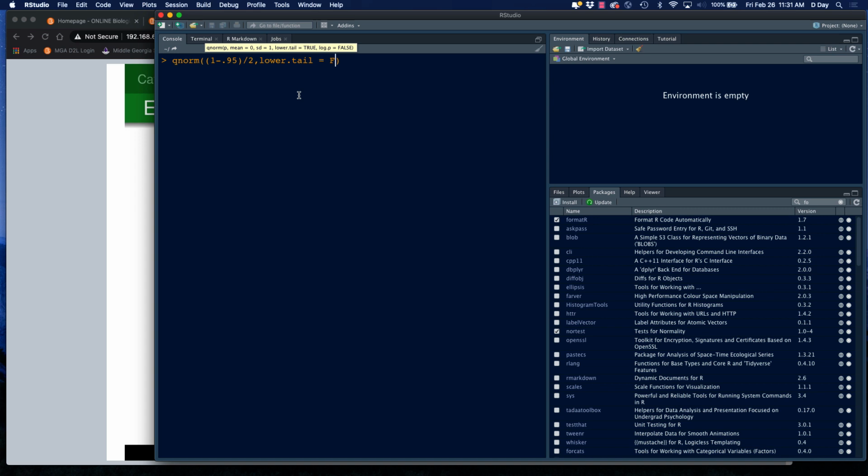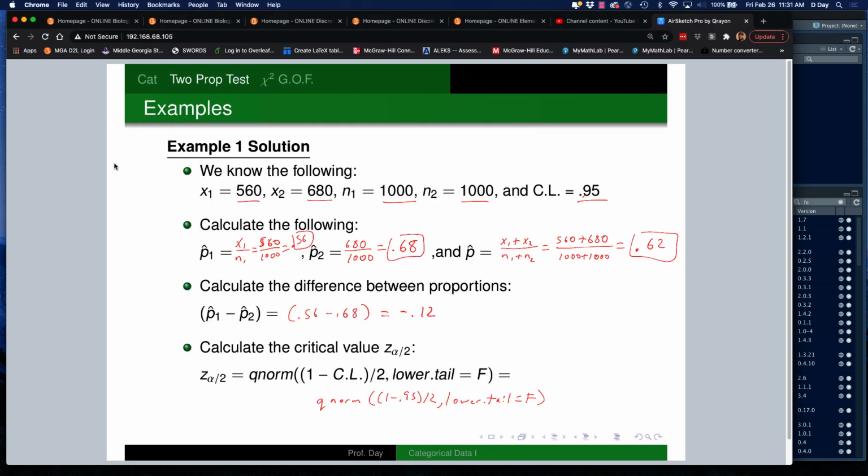And what do we get? We get 1.959964. You could round this to 1.96, but we're going to be as accurate as we can be with this, since technology allows us to do so. So 1.959964. All right, so we've got that.